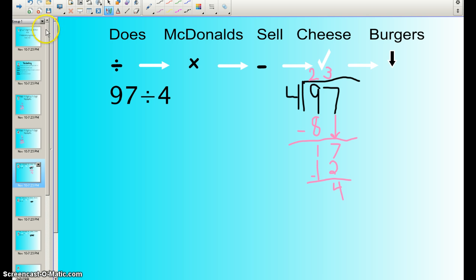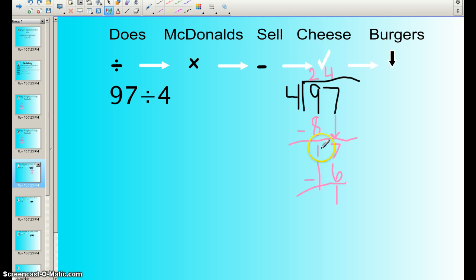So once you've realized that, it's easy just to go back and say, how many times will 4 go into 17? I know it's more than 3, so I'm going to try 4. 4 times 4 is 16. After you multiply, you're going to subtract. 7 minus 6 is 1.